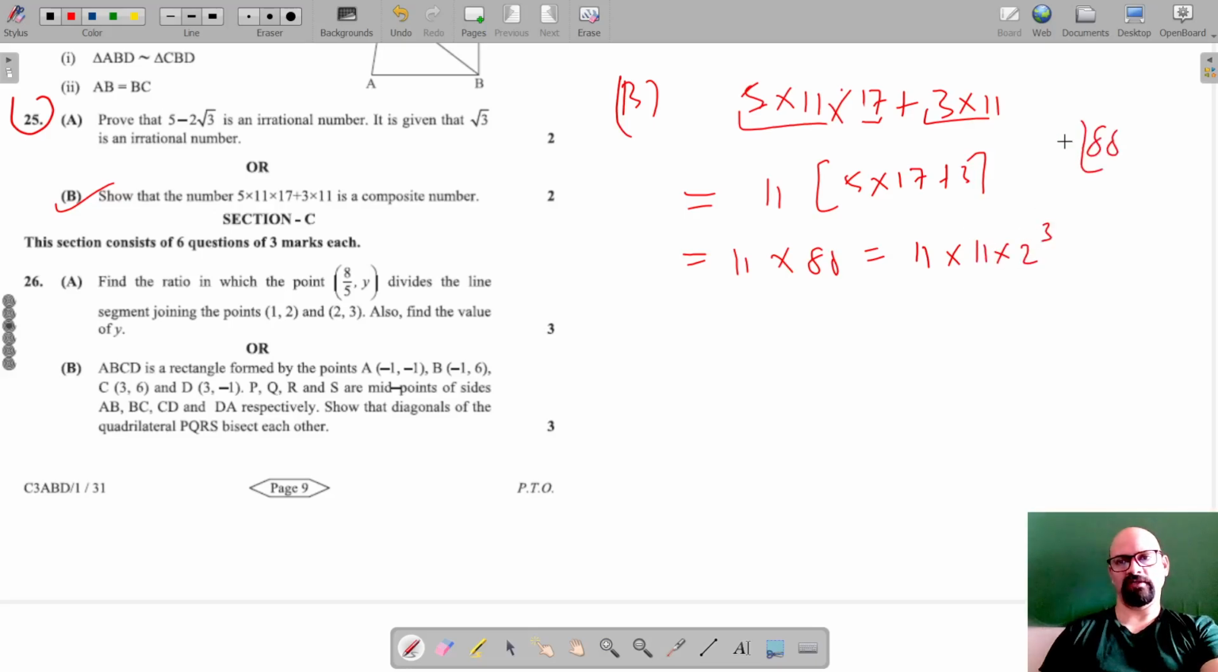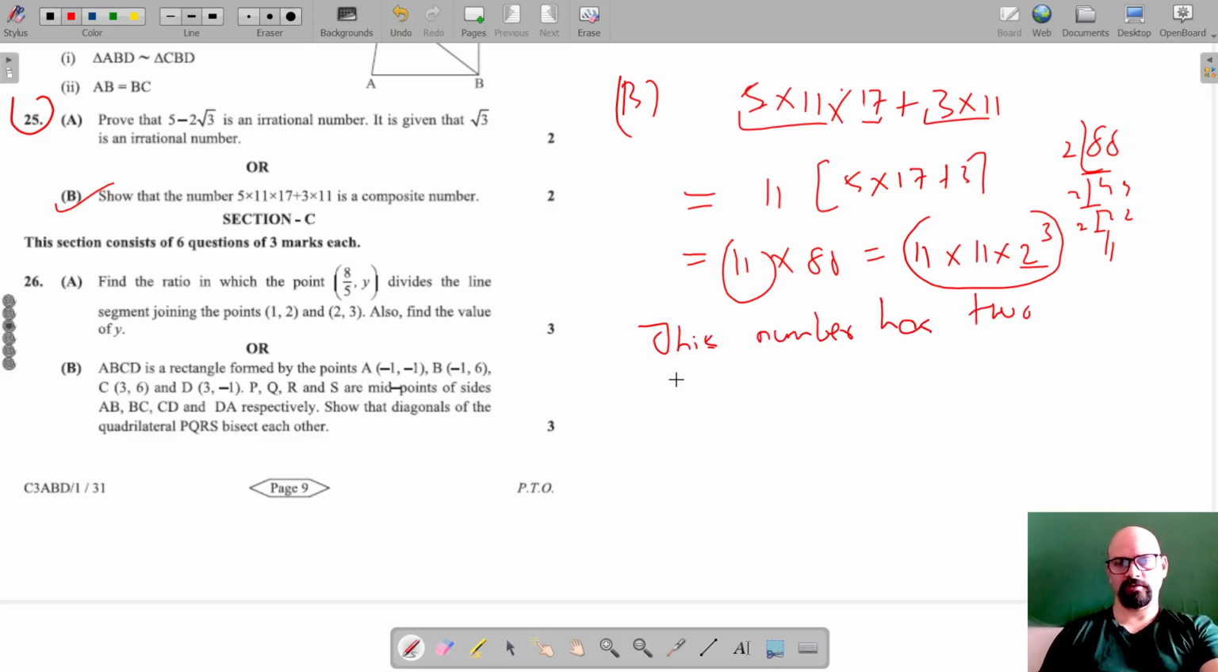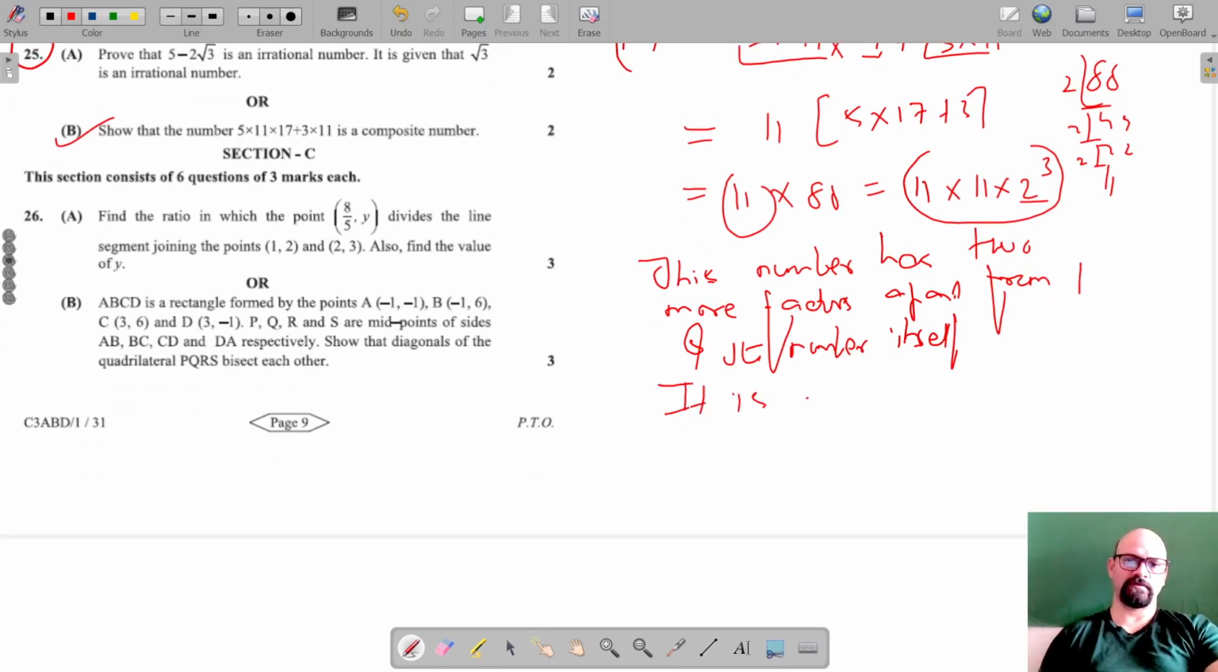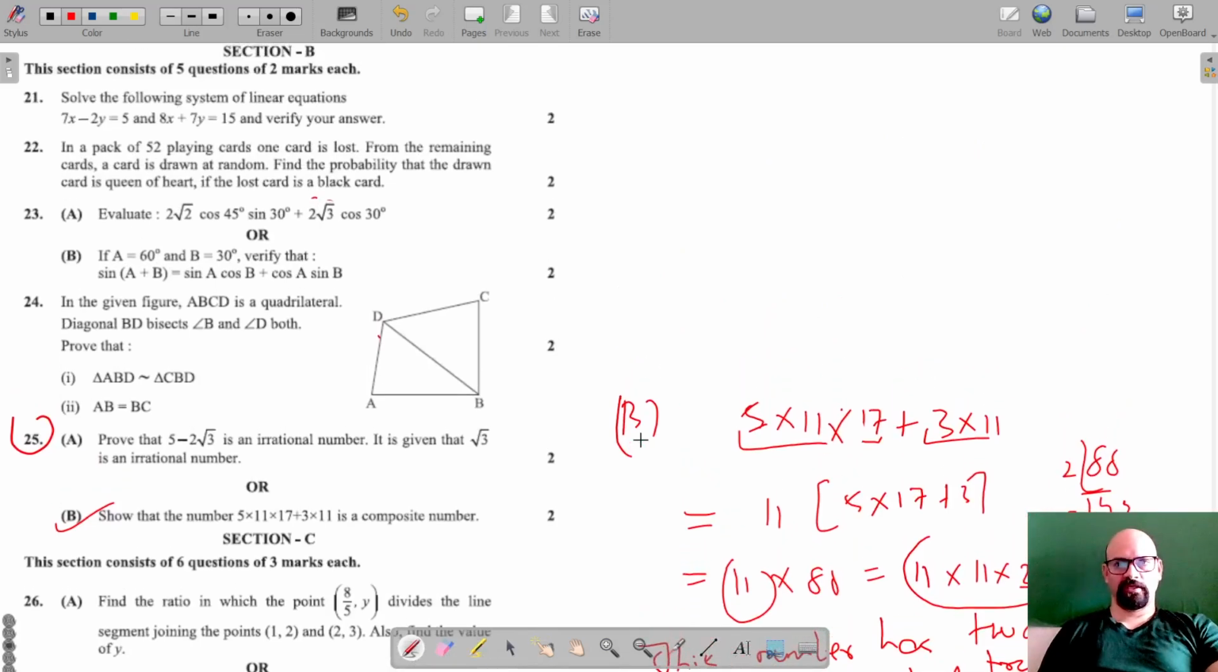I can write it as 11 into 2 cubed, because if we factorize 88, this is 2 into 44, 2 into 22, and 2 into 11, so this is 11 into 2 cubed. So this number can be expressed as a product of other factors, 11 and 2. That means the given number has more factors apart from one and the number itself. And if a number has other factors apart from one and the number itself, then it is a composite number. With this, we are done with section B.